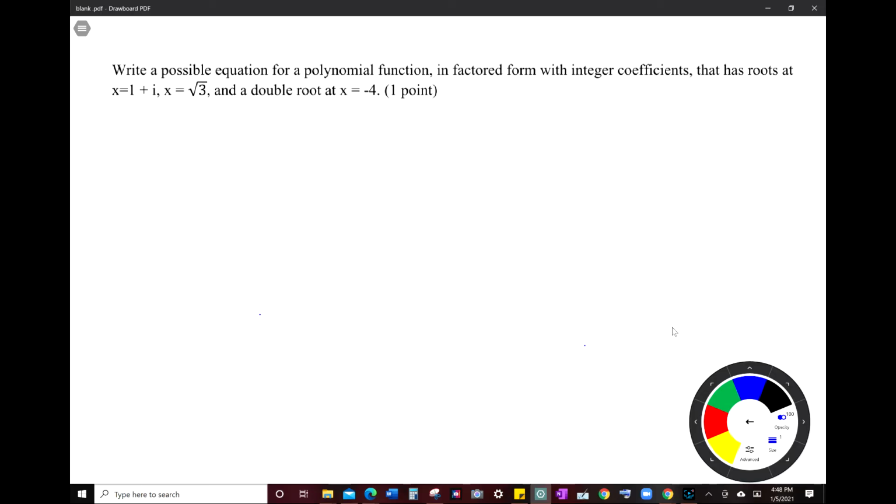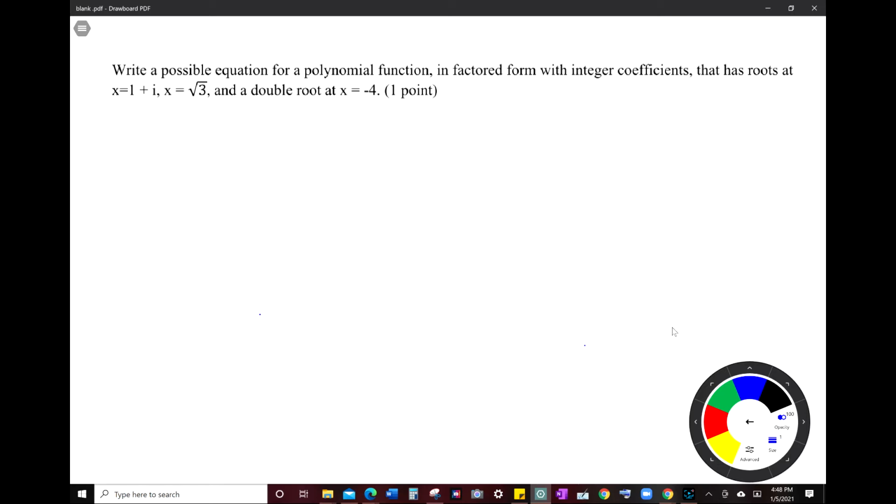In this video, I will show you guys how to write a possible equation for a polynomial function given roots of the function already. So based on this problem, what we know is we have roots at x equals 1 plus i, x equals square root 3, and a double root at x equals negative 4.